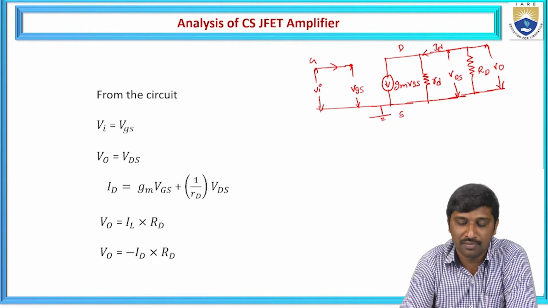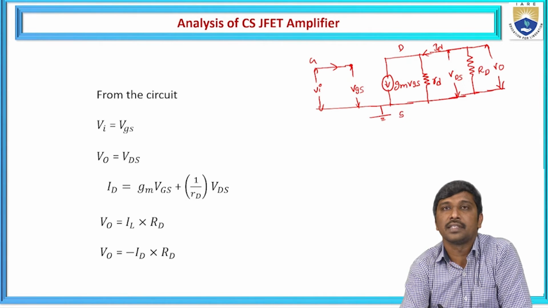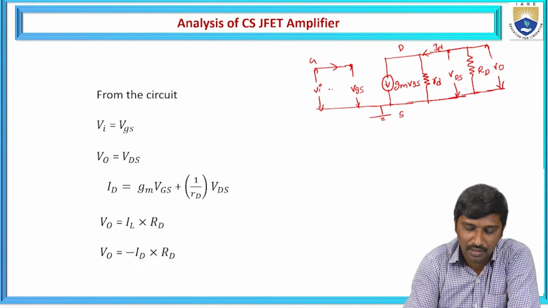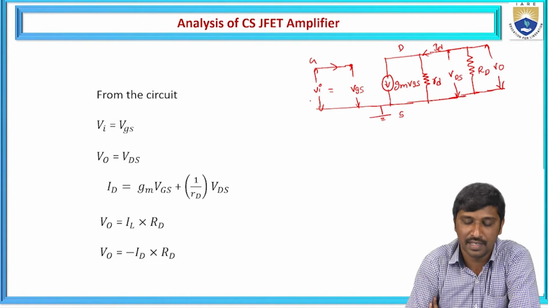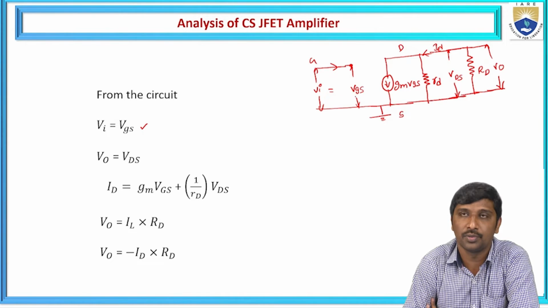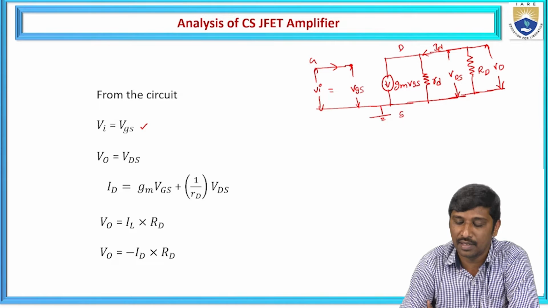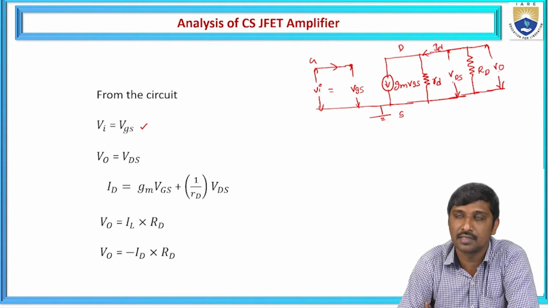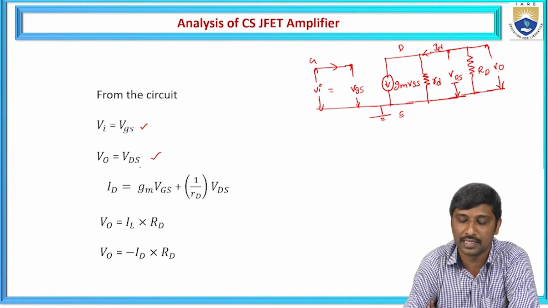So if you observe this circuit, VI is represented as VGS. Hence, in parallel the voltage is the same. So the input voltage is equal to the potential difference between gate and source, that is represented as VGS. And similarly, from this circuit, the output voltage V0 is the potential difference between drain and source. Hence, I consider V0 is equal to VDS.